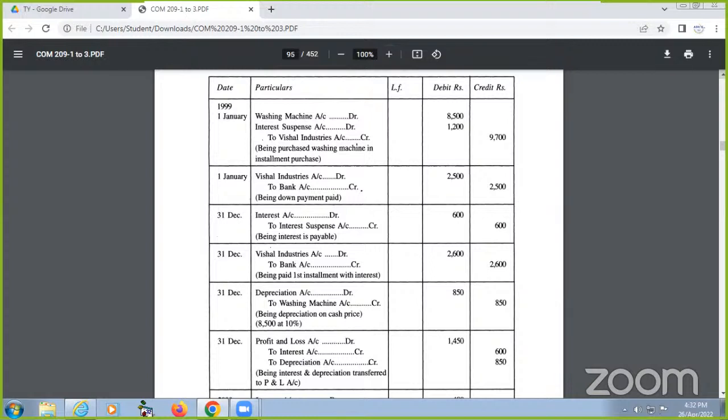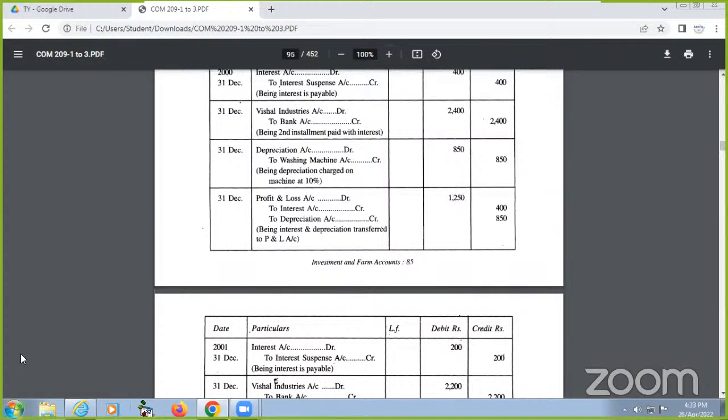Depreciation account debit to washing machine account 850. Being depreciation on cash price 8,500 at 10%. Profit and loss account debit 1,450 to interest and depreciation. It is going to be 1,450.